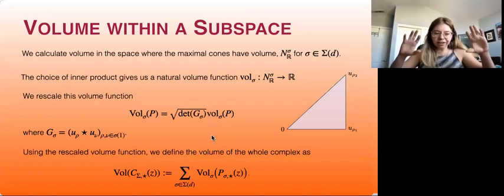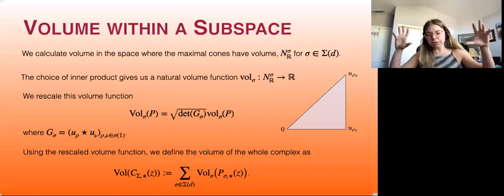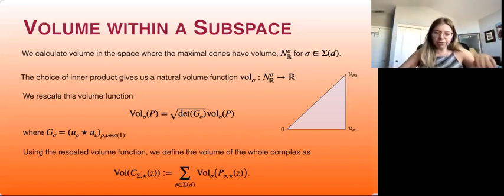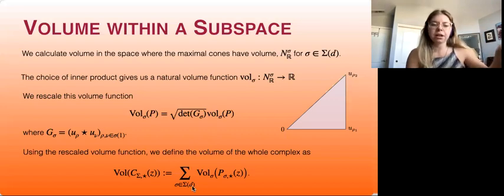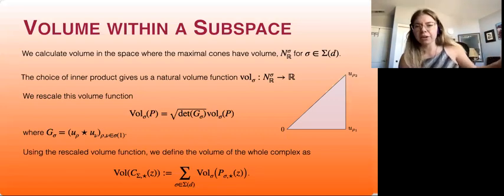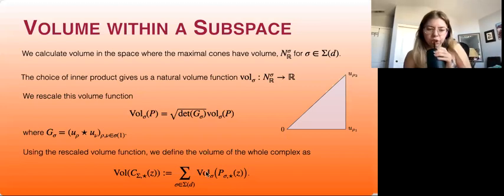Just as we define the normal complex as the union of polytopes, the volume of the normal complex is going to be the sum of the volumes of the polytopes associated to top dimensional cones.